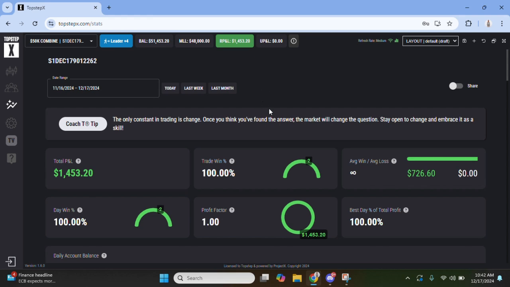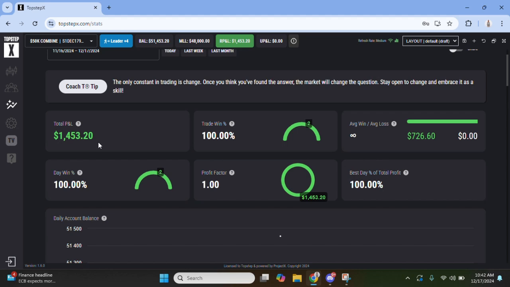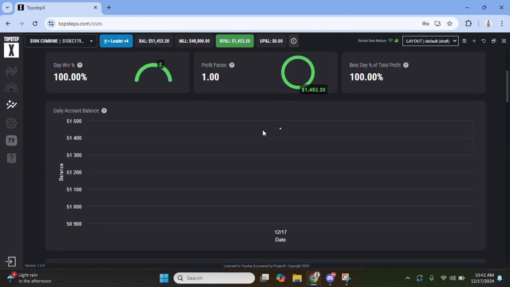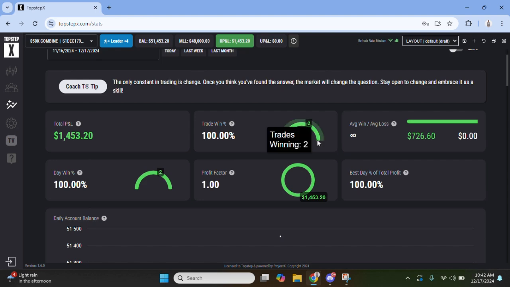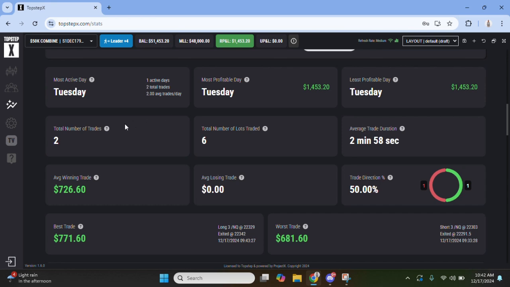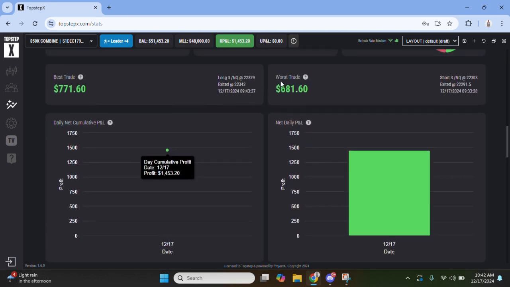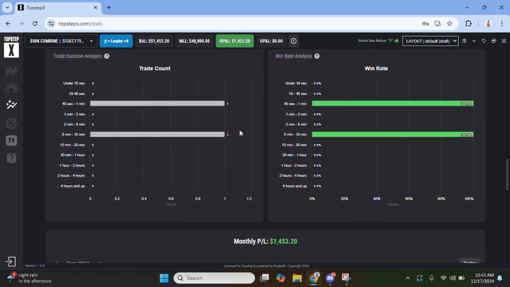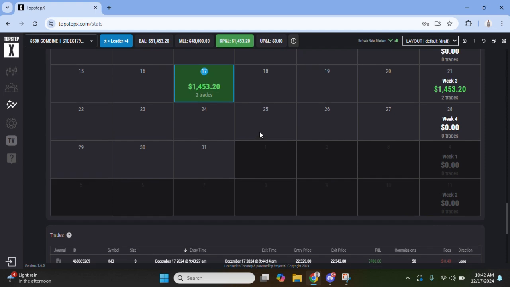So I'm gonna quickly go over everything with you guys. Total P&L for today, just about 1400, right? So made 1400 today. 2 trades, no losses, right? Average duration about 3 minutes or so. One trade was 771, another trade was 681, right? I'm using 3 contracts, caught about 10 points, 11-12 points on both, right? And it's pretty simple, that's pretty much it.